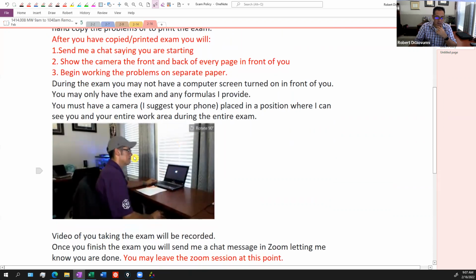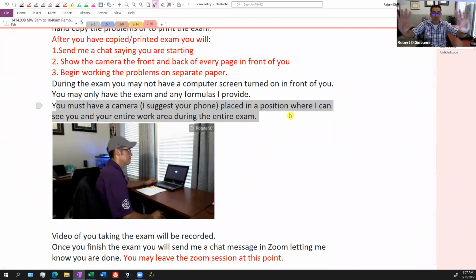Now, during the test, you must have your camera on, right? And it must be placed in a position where I can see you in the entire work area, your entire desk area, and what's in front of you. Okay, so I'm going to be very strict about this. Everyone see that picture there? That's what I'm expecting. That means if you need to set your camera up off to the side, use your phone, set it up on a chair or something.